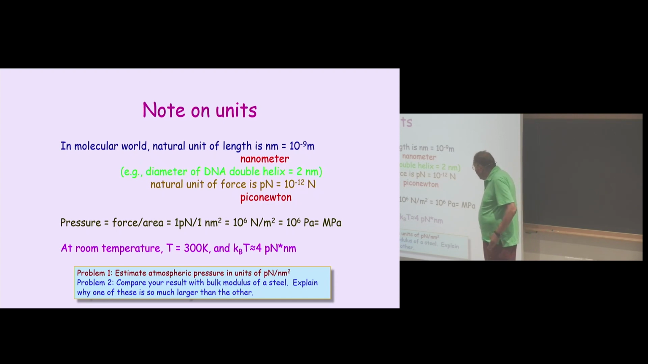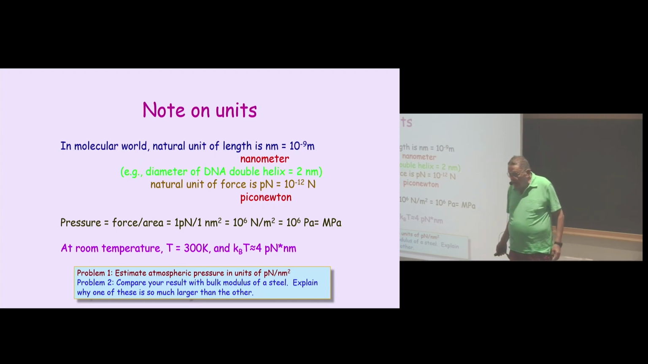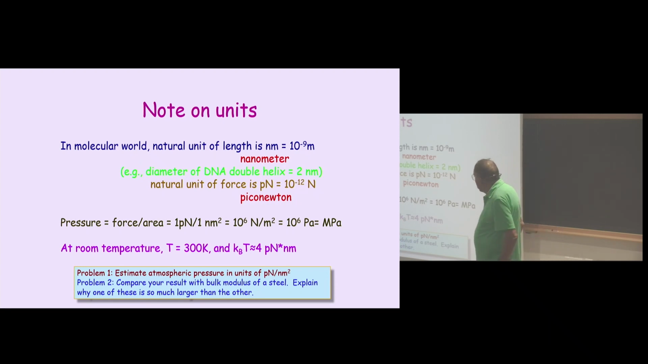magnitude. So just a note on units that are in use and useful in soft matter physics. In molecular world, typical distance: atom is 0.1 nanometer, DNA width is 2 nanometers. So nanometer, forget about light years, meters, kilometers, miles, all of this is inconvenient. Nanometer is your unit. This is how you should think about it.